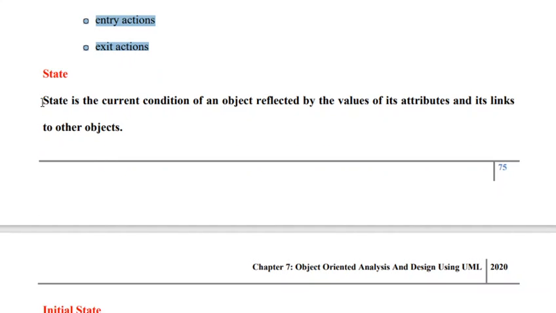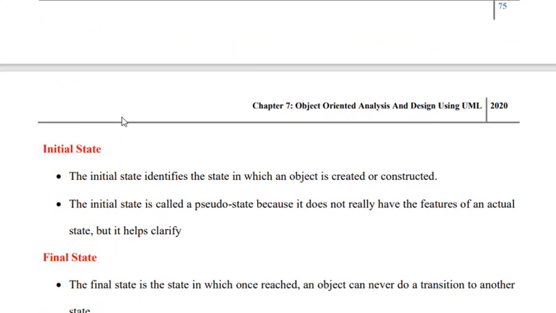So now let us move on to state. Definition of state. State is the current condition of the object reflected by the values of the attributes belonging to that particular object.